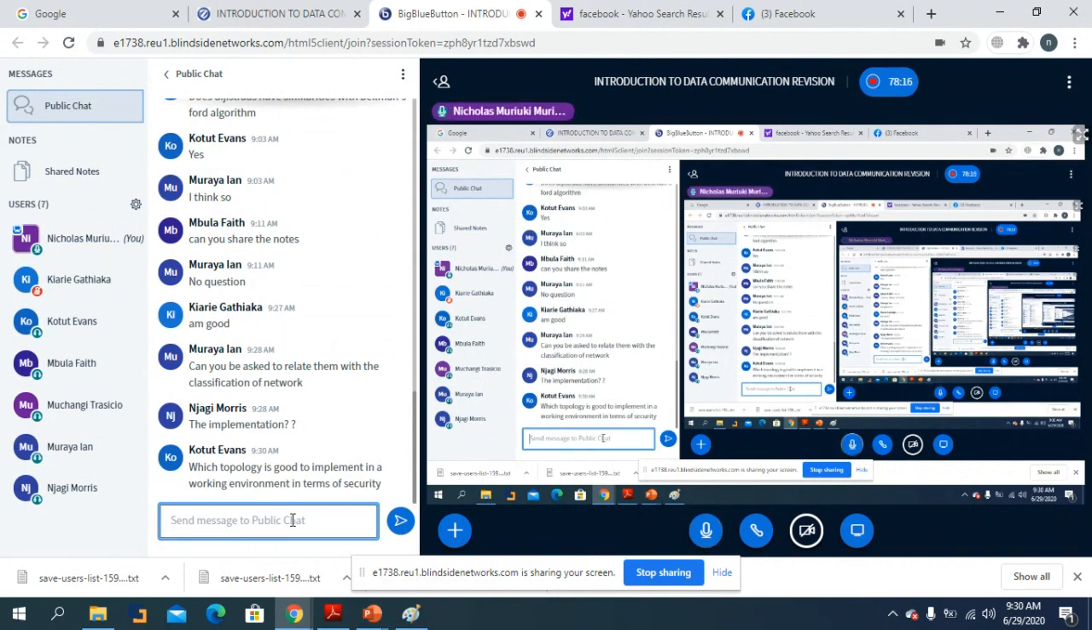So for this case, I would say it's a mesh because of faster communication. But when you look at this, we always use the star topology. In terms of security for the organization, most organizations use star topology. But if you are looking for the best one to communicate, depending on the number of computers that you have, if you have millions of computers communicating, mesh is the best.